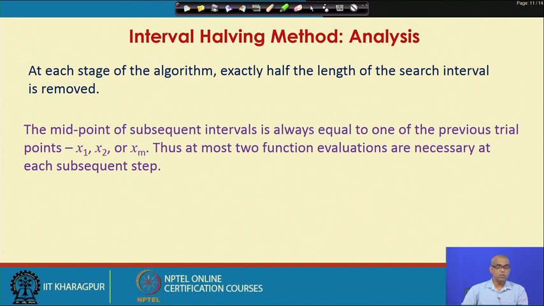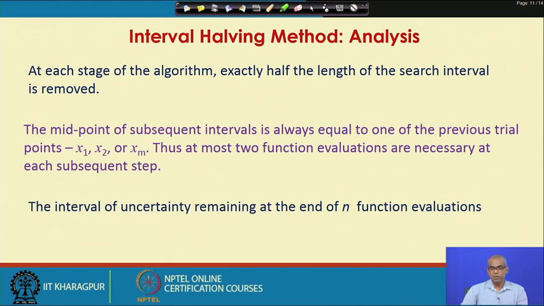Note that although we consider 3 trial points x1, x2 and xm, the midpoint of the subsequent intervals is always equal to one of the previous trial points x1, x2 or xm. So, we will need at most 2 function evaluations at each subsequent iteration. At the initial stage, of course, we will need function evaluations at all x1, x2 and xm, 3 function evaluations there, but in subsequent steps, one function evaluation will be available from previous steps. So, we will be evaluating functions at 2 points.